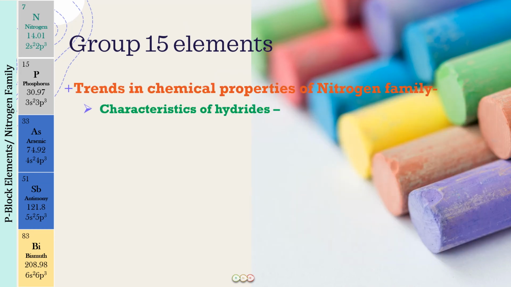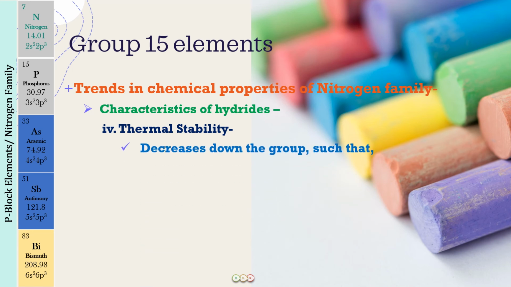Okay. So next we talk about thermal stability. So what do we mean by thermal stability? The stability on heating. How stable are these compounds when we heat them? So what do we find? That as we go down the group, the thermal stability decreases, such that ammonia will be most thermally stable, and going down the group, bismuth hydride will be the least stable.